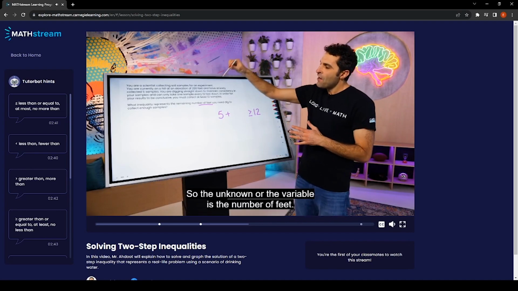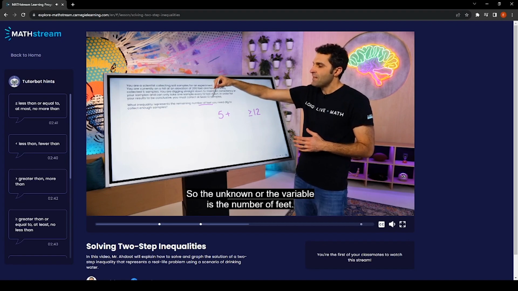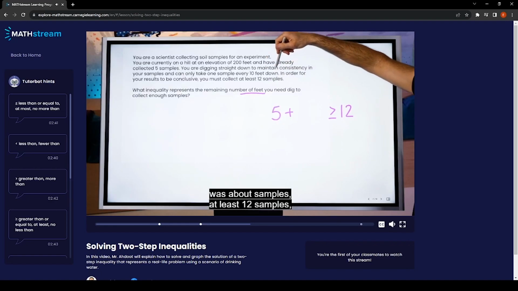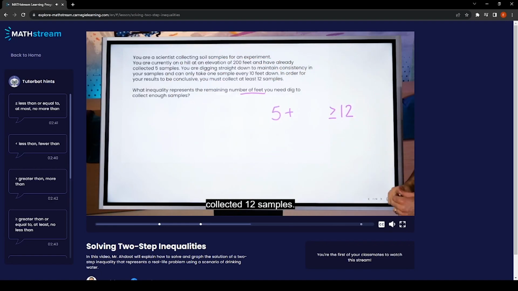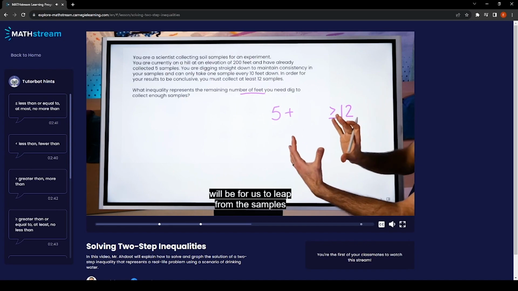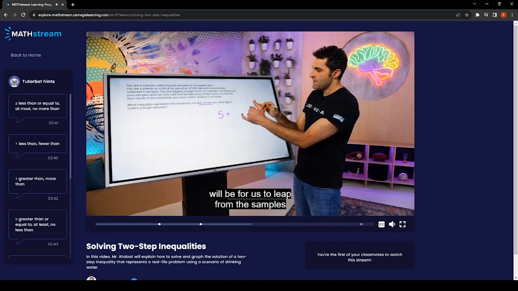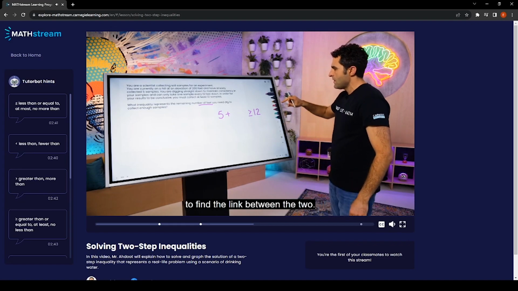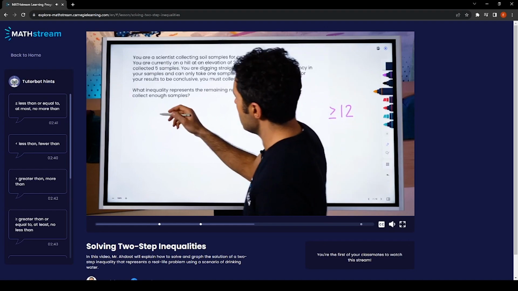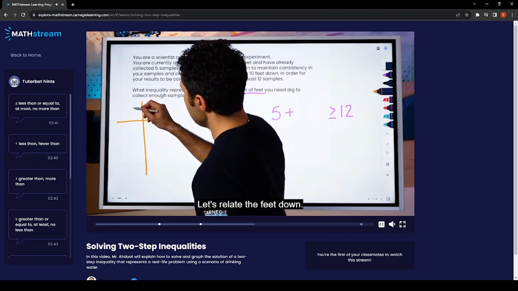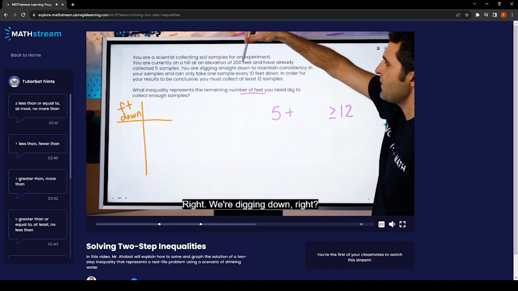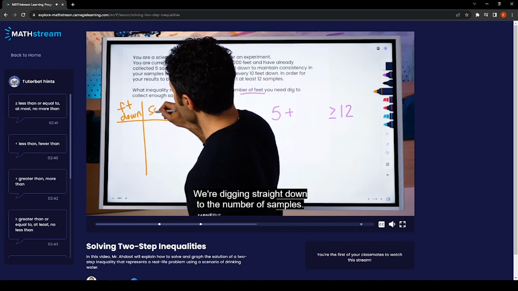So the unknown, or the variable, is the number of feet, whereas this entire setup was about samples: at least 12 samples, collected 5 samples. The challenge of this problem will be for us to leap from the samples and express it in feet, or the other way around, to find the link between the two. Here's what we mean. Let's relate the feet down, because you're digging straight down, to the number of samples.